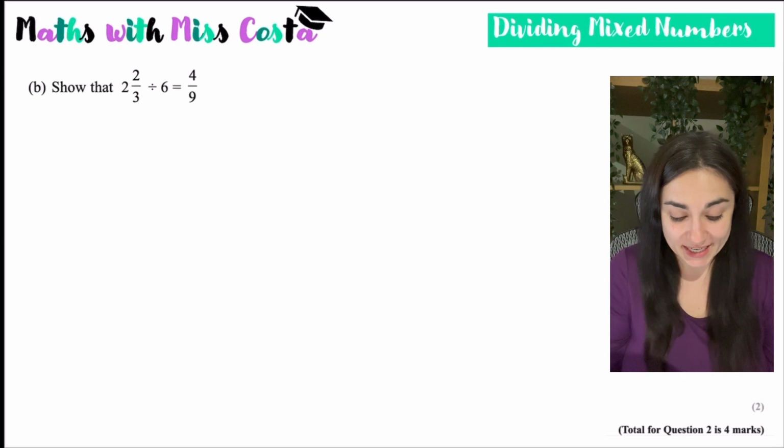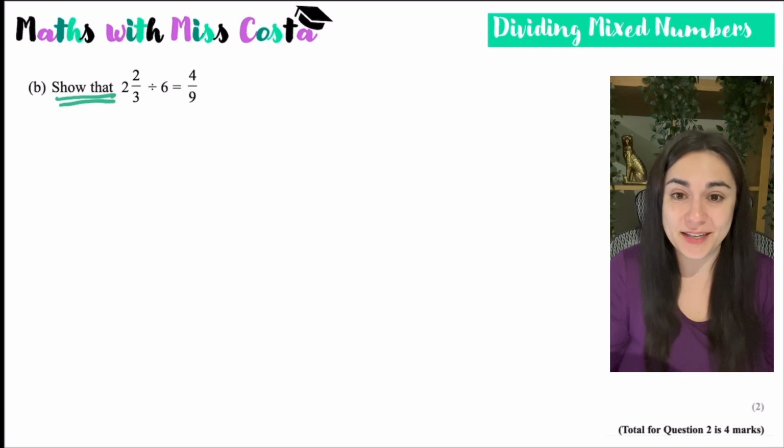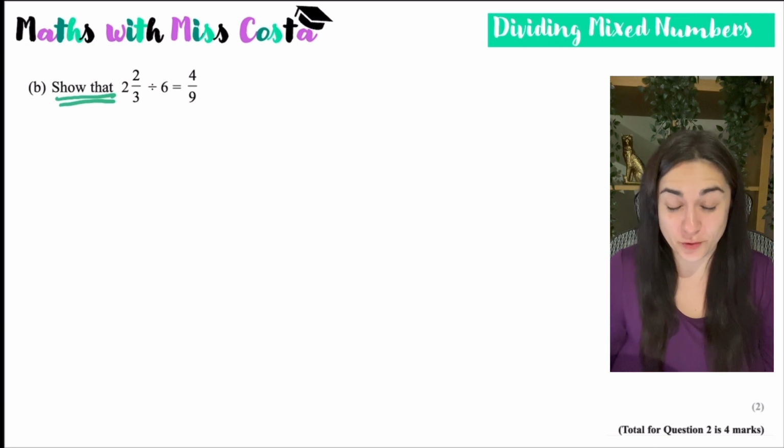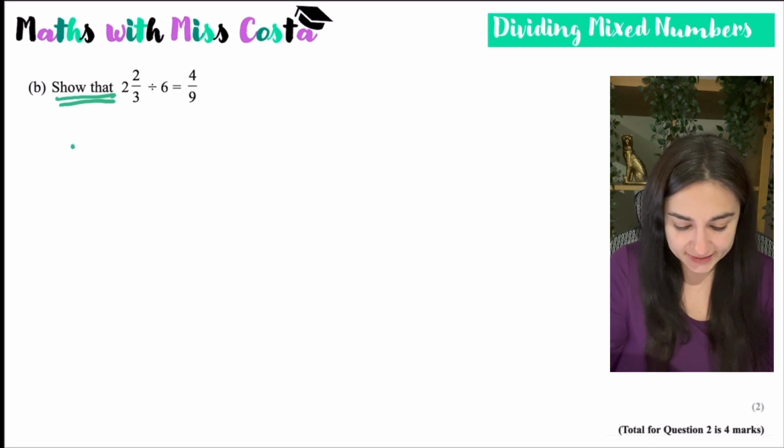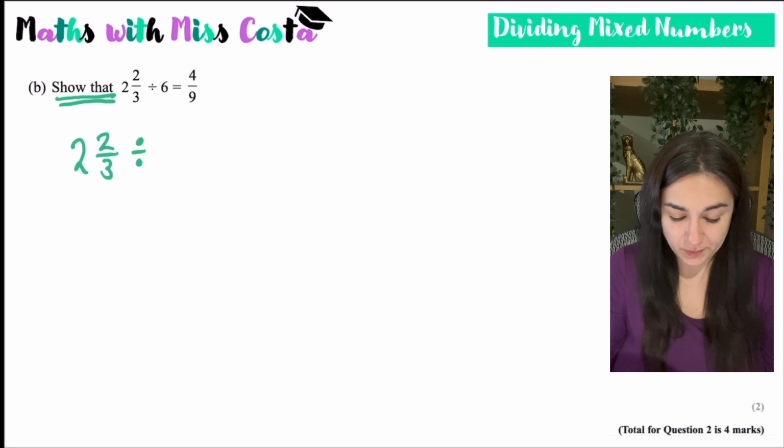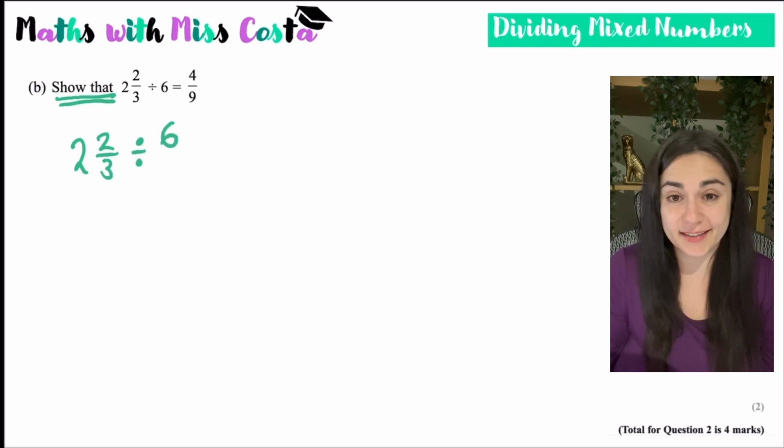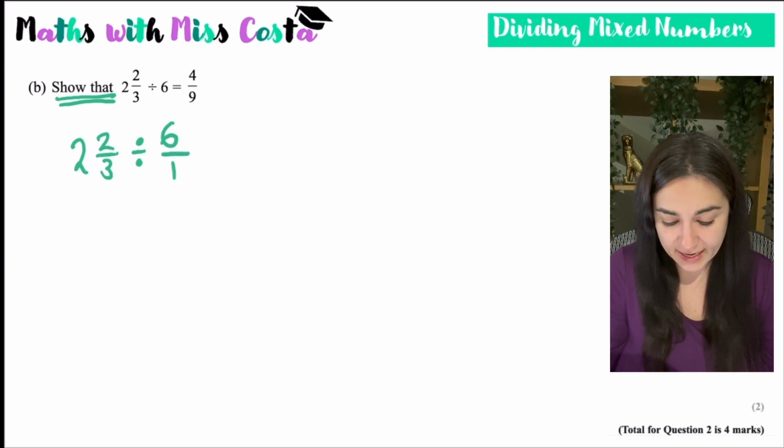Okay, so this is a show that question, which means you want to show your working and show each step of your reasoning. So let's start off by saying what does this actually mean? Well, 2 2/3 divided by 6. I know I'm working with a fraction, so I'm going to want to turn 6 into a fraction. And how do you do that?